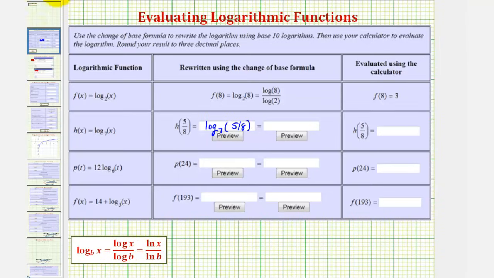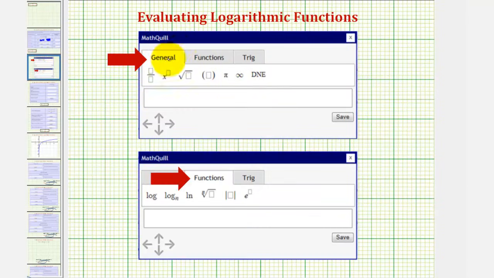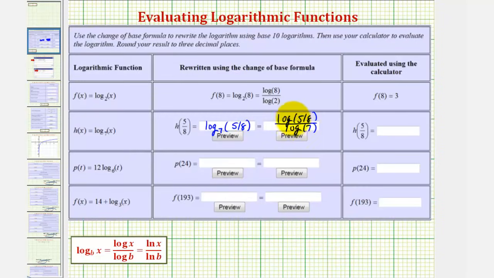So using common logs, we can say that this logarithm is equal to common log 5/8 divided by common log 7. Again, to enter this into the computer, we would click in the answer cell, click on the small yellow arrow, then from the General tab, use the fraction tool here, then click on the Functions tab, and then use this option here for a common log.